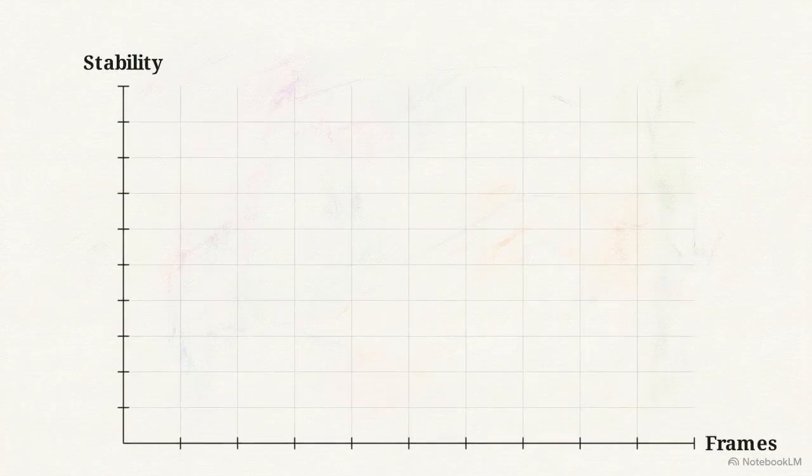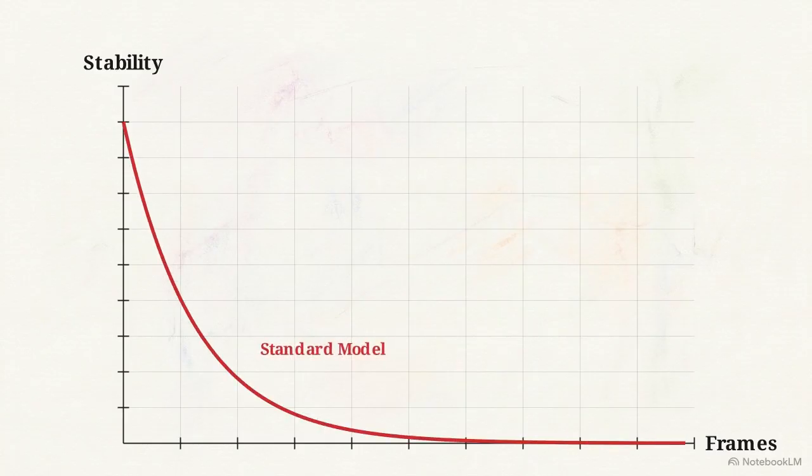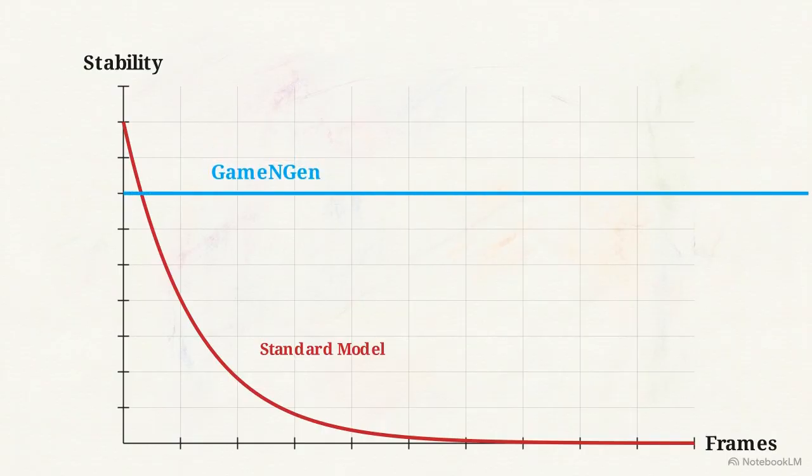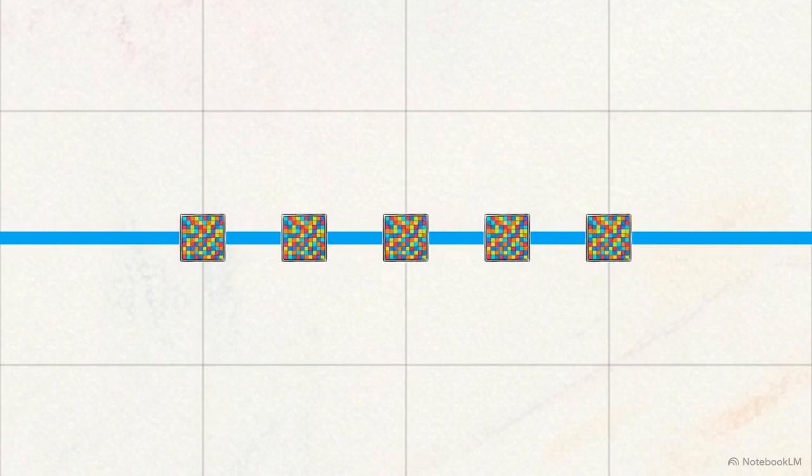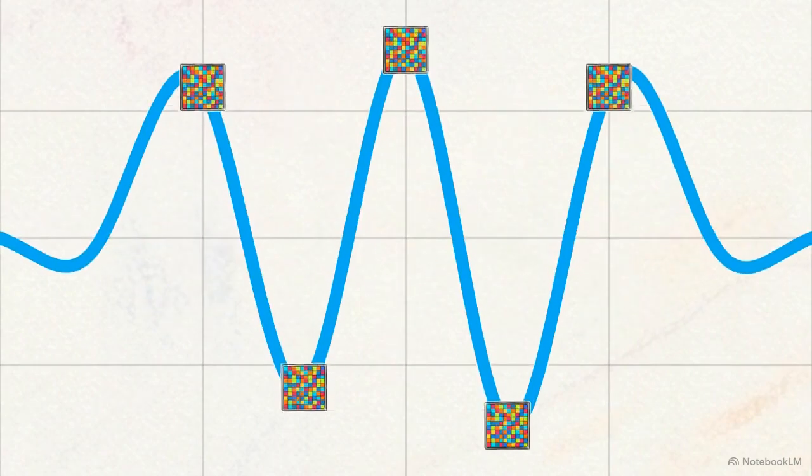This line graph shows the solution to that collapse, a technique called conditioning augmentations. Notice the standard model crashing toward zero. Beside it, the GameNGen model maintains perfect stability across thousands of frames. They achieved this stable line by deliberately injecting calculated Gaussian noise into the past conditioning frames during the training phase. They intentionally corrupted the data.